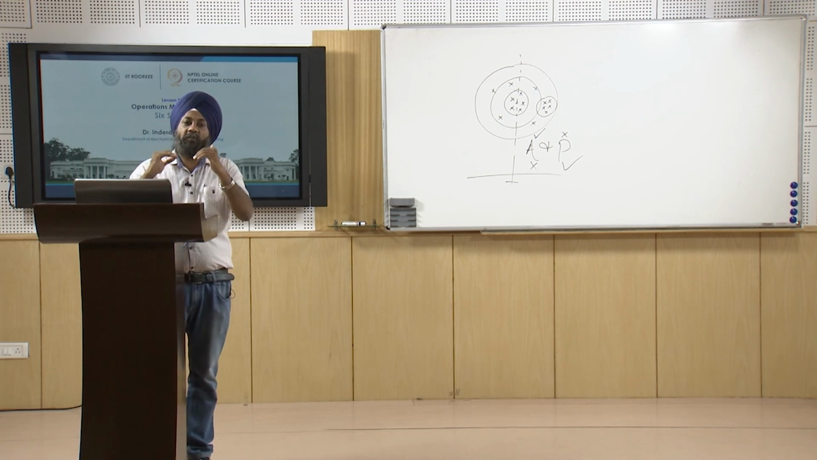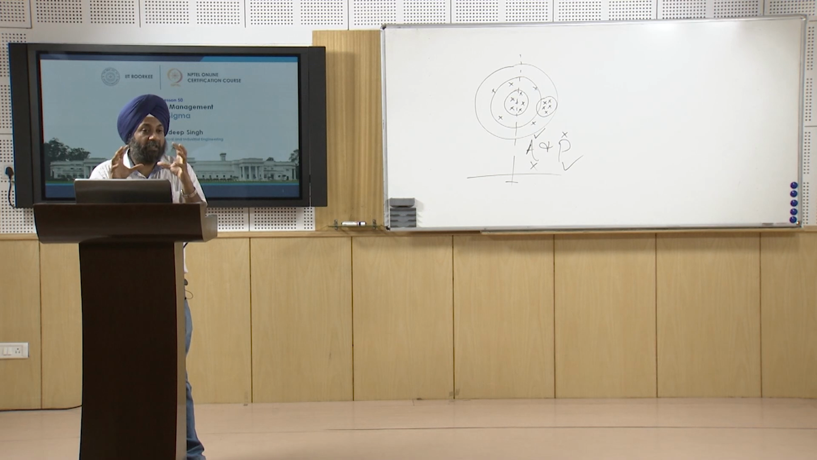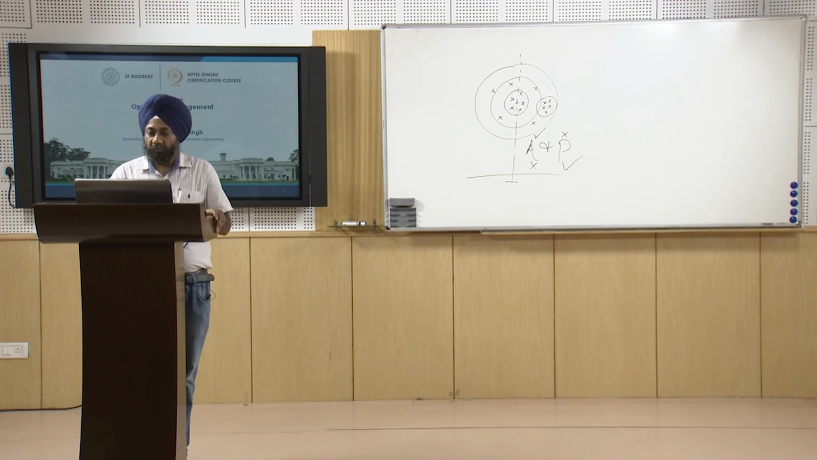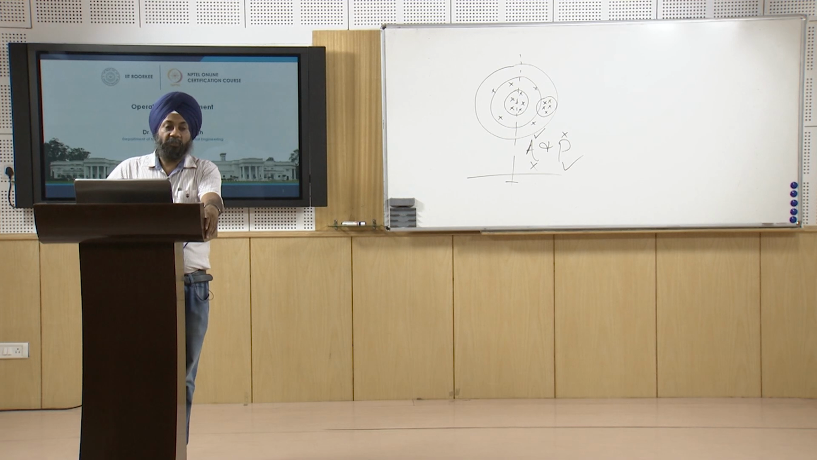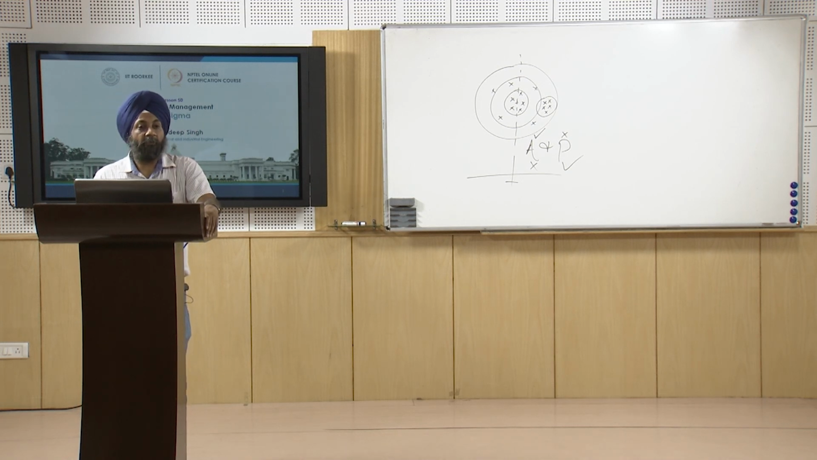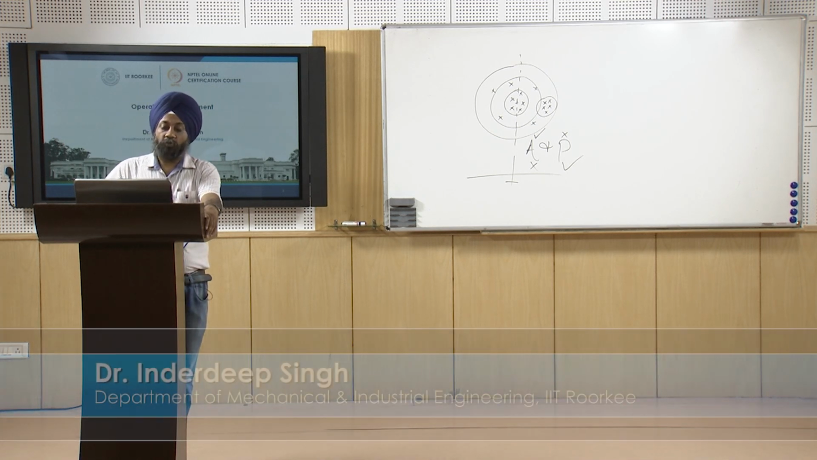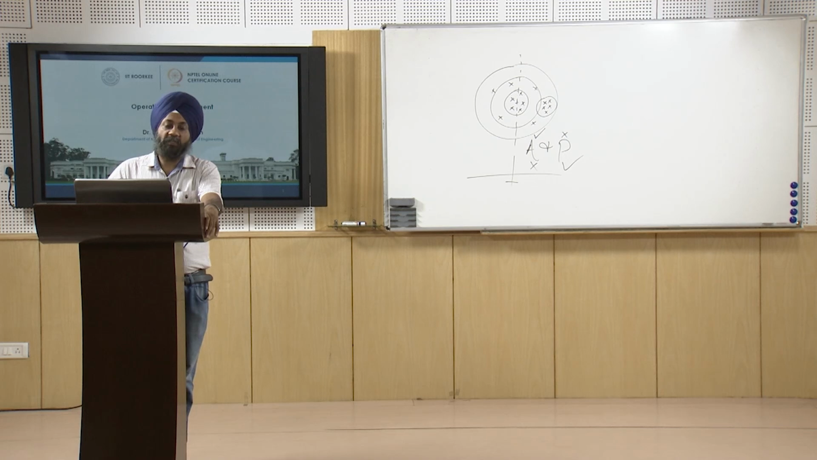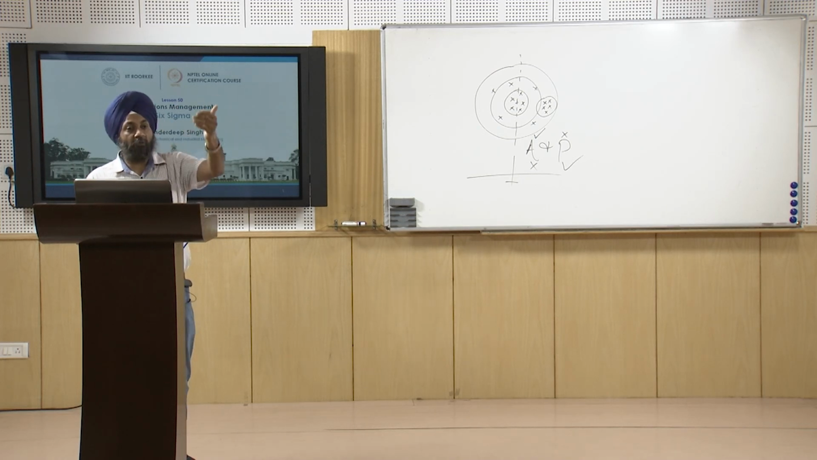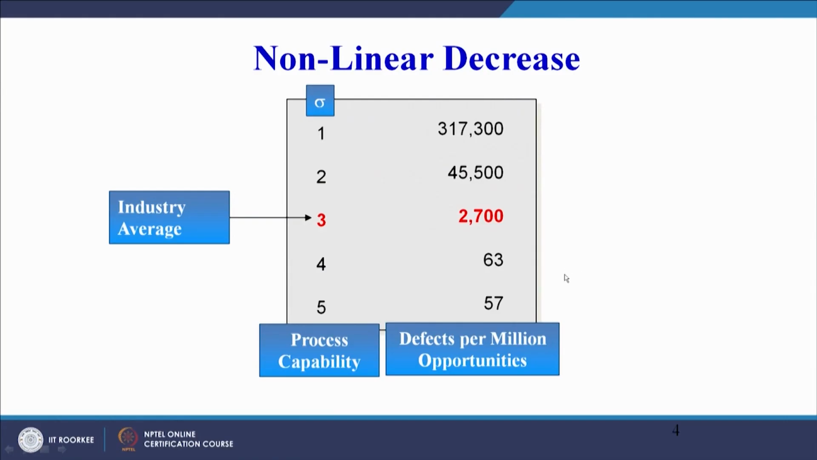So we can see that as we are increasing the sigma level, we are able to get a lesser number of parts with deviations. This is representing a non-linear decrease here. At 1 sigma limits, 317,300 parts will be out of the control limits. In 2 sigma we see 45,500. At 3 sigma, which is the industry average, usually industries focus on 3 sigma limits, 2,700 parts. At 4 sigma, 63 parts only, 5 sigma 57 parts only, and if we go to 6 sigma, only 3.4 parts per million will be with deviation. So this is representing the process capability in terms of the sigma, and this is defects per million opportunities, DPMO.